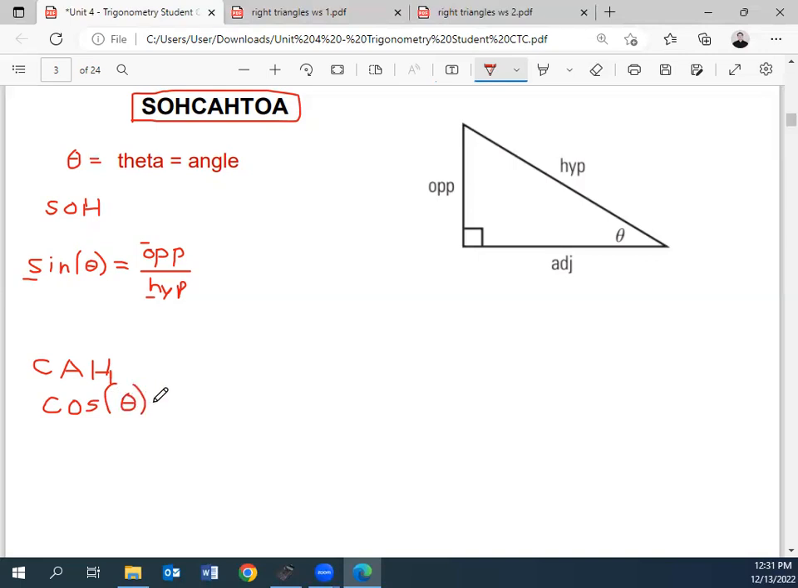So cos of theta is going to be equal to, there's an A here, right? So that means it's going to be adjacent, A, D, J, all over hypotenuse, H, Y, P. That's where the H comes from there.